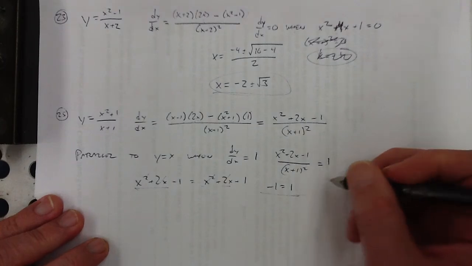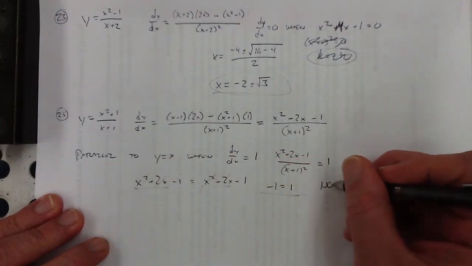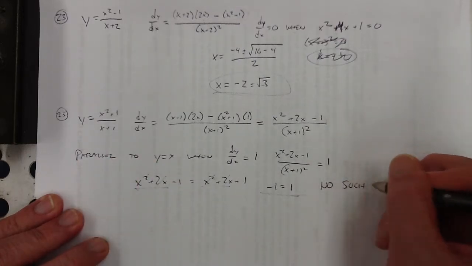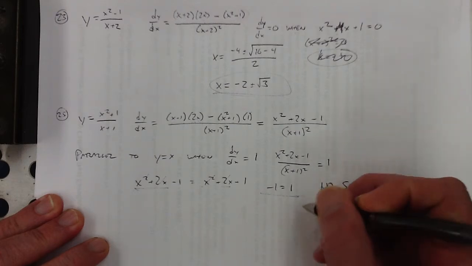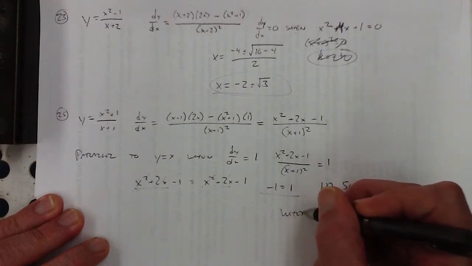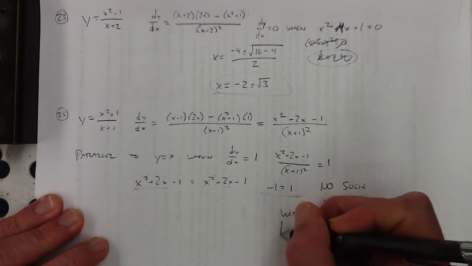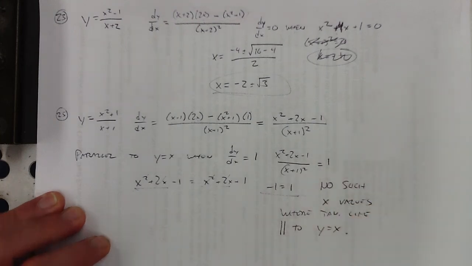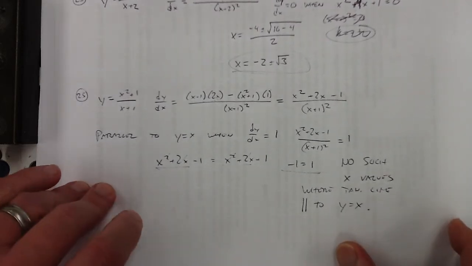So this is a case where we say there are no solutions to this equation, or maybe to answer this question a little bit more directly, no such x values where the tangent line is parallel to y equals x. Sorry, there just aren't any. Doesn't always work out.